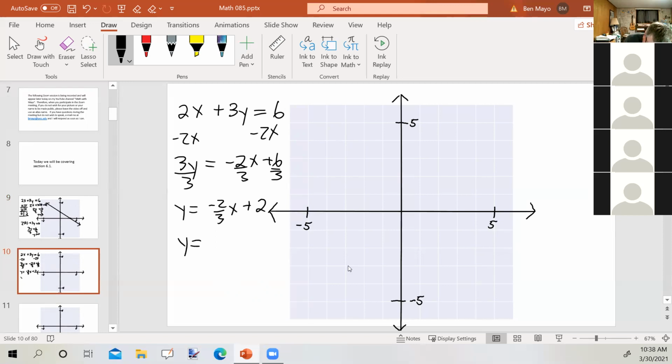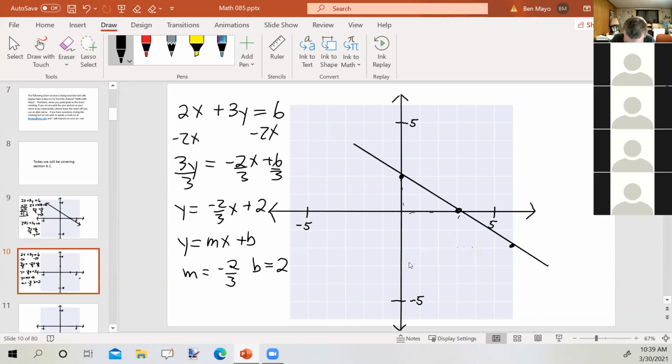Recall slope-intercept form, y equals mx plus b. So m, which is the slope, is -2/3. b, which is the y-intercept, is 2. So over on the graph, I'm going to graph the y-intercept, which is (0, 2). The slope going from left to right goes down 2 and over 3, down 2 and over 3, etc. Now that I've established some points on the line, again, I can graph it.